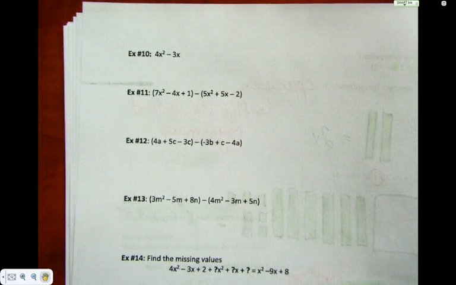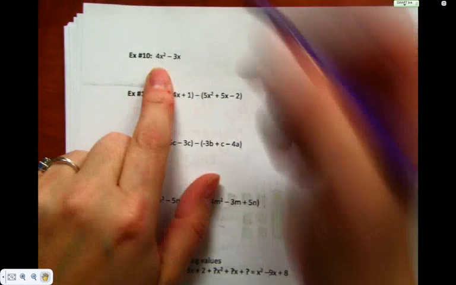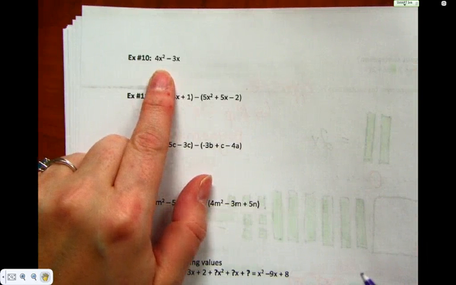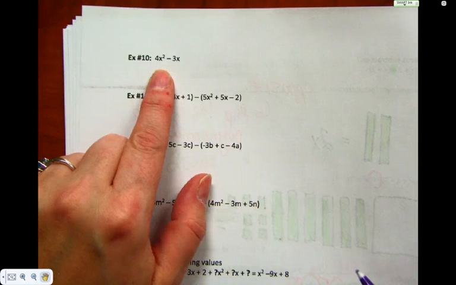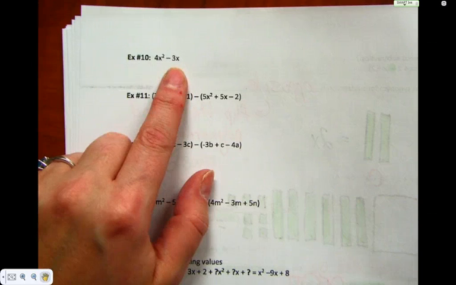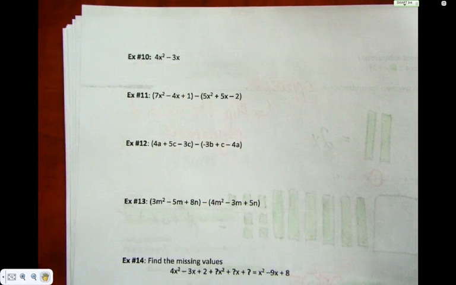Four x squared minus 3x. Okay, simplify. So let's circle. X squared, uh-oh. I don't have any other x squareds. Okay, 3x, uh-oh. I don't have any other x's. What do we do?